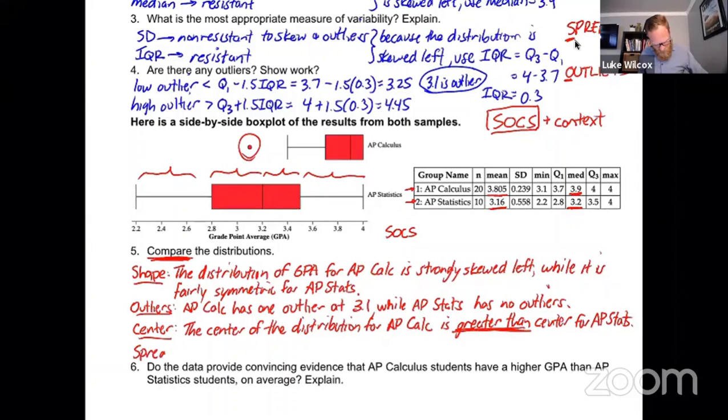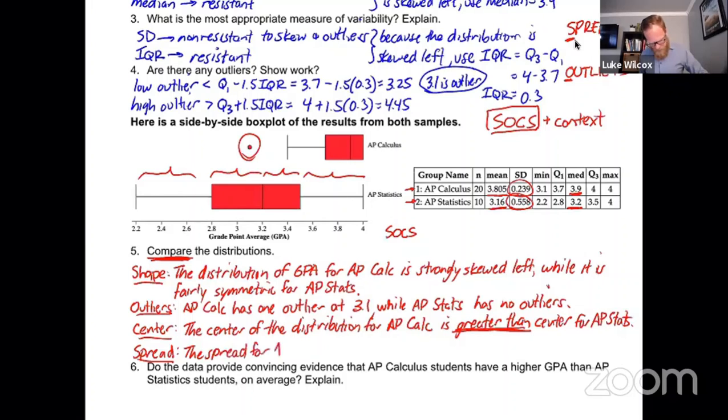All right, for the spread, we're going to have to do the same thing here, compare the spreads. And we could do it using range or IQR or standard deviation. We might choose IQR because the AP Calculus distribution is skewed to the left. But if you look at all measurements of spread, you're going to see the standard deviation is lower for AP Calculus than it is for AP Statistics. If we calculated the IQRs, it would also be lower for AP Calc, or the ranges, all three of those measurements.